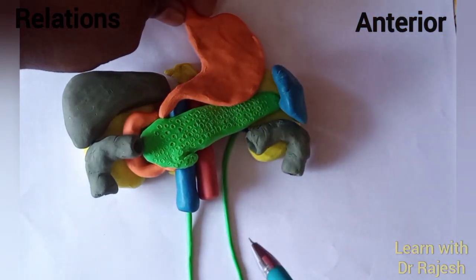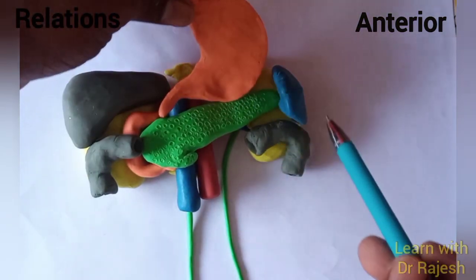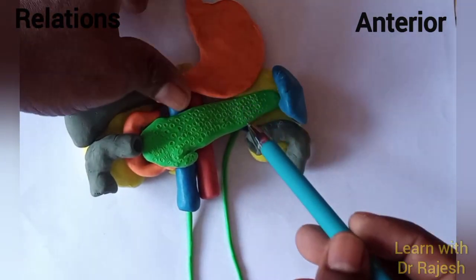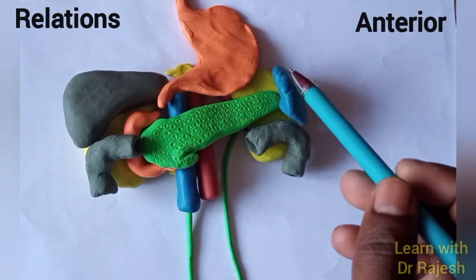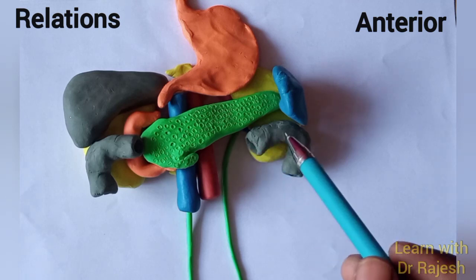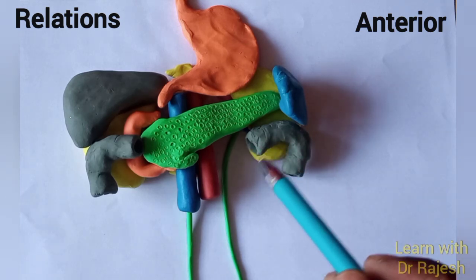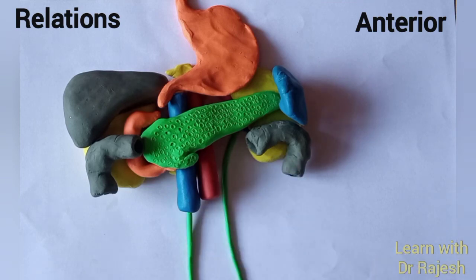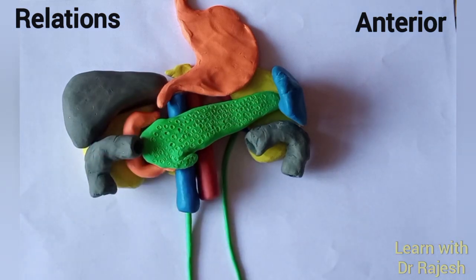If you see the left kidney, the upper pole is related to the left suprarenal gland, then the stomach, then the pancreas, spleen, and the transverse colon. Then here in the inferior pole we have coils of jejunum. So these are the anterior relations of the right and the left kidney.